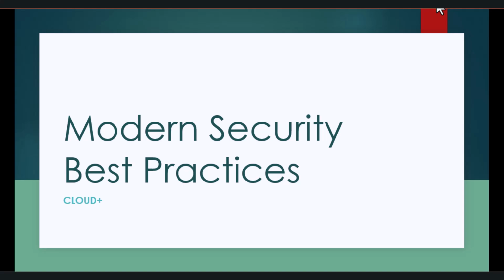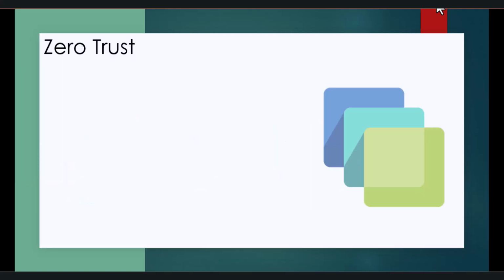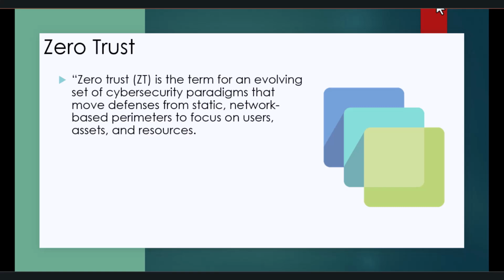CompTIA Cloud Plus, Modern Security Best Practices. We're going to begin looking at one of the most fast emerging and important initiatives for security today, and that is Zero Trust. Zero Trust, or ZT, is the term for an evolving set of cybersecurity paradigms that move defenses from the static, network-based perimeters to focus on users, assets, and resources. In other words, the perimeter is now each user or subject, all of our assets and resources.